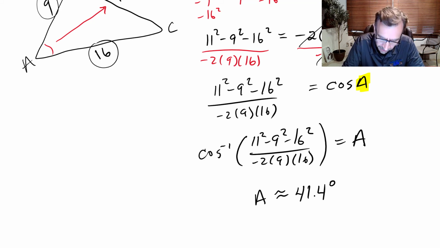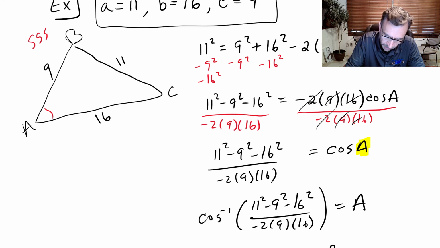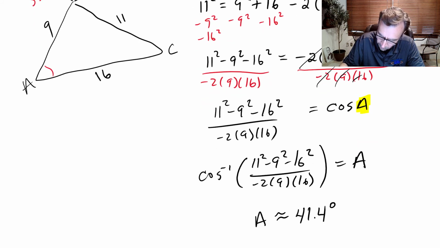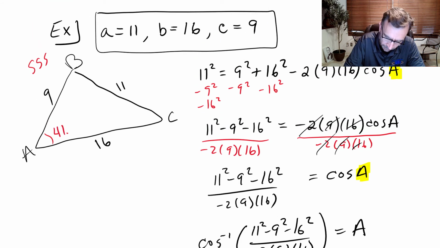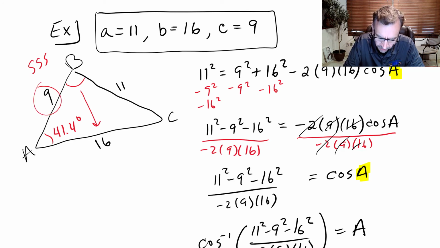All right, so going back to my original, we just found angle A. So let me erase that. We just found this to be 41.4 degrees. Awesome. Okay, now at this point you can apply the law of sines, that's fine, but I prefer the law of cosines because there's never ambiguity. So what I'll do is run the law of cosines off of angle B. So this time I'll treat 9 and 11 as my sides.